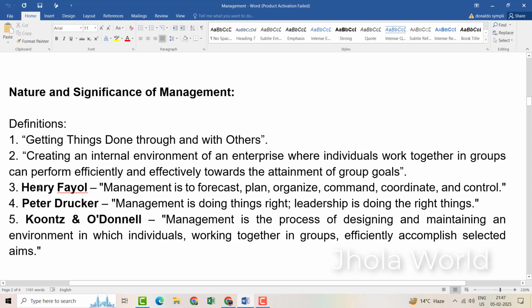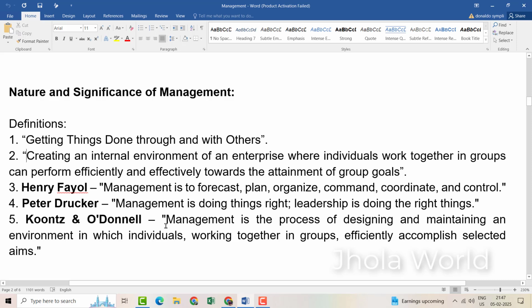Then we have the third, given by Henry Fayol. Management is to forecast, plan, organize, command, coordinate, and control. Basically, it's talking about the functions of management. So all these things are involved in the management process. Then the next definition is, management is doing things right and leadership is doing the right thing.